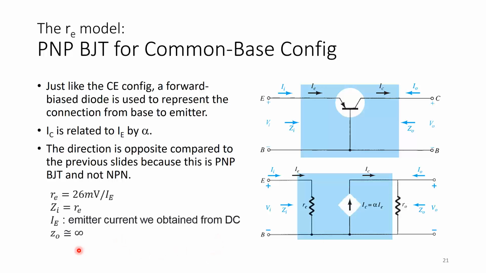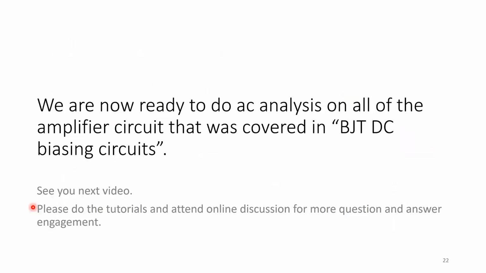But different treatment will give you different values, depending on the circuit architecture, the values of the components involved, and the parameters of the BJT. So we are now ready to do AC analysis on all of the amplifier circuits that were covered in BJT DC biasing circuits. See you next video.